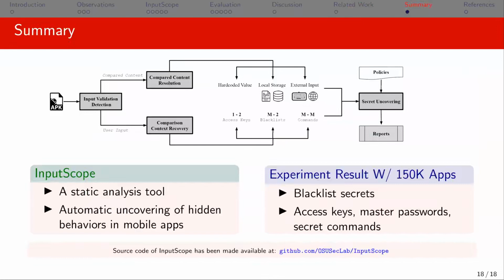To conclude, I present InputScope, a static analysis tool to automatically uncover hidden behaviors from user input validation in mobile apps. And our evaluation with 150,000 mobile apps discovered over 10,000 applications containing secrets, including blacklist secrets, access keys, master passwords, and secret commands. And source code is available at GitHub.